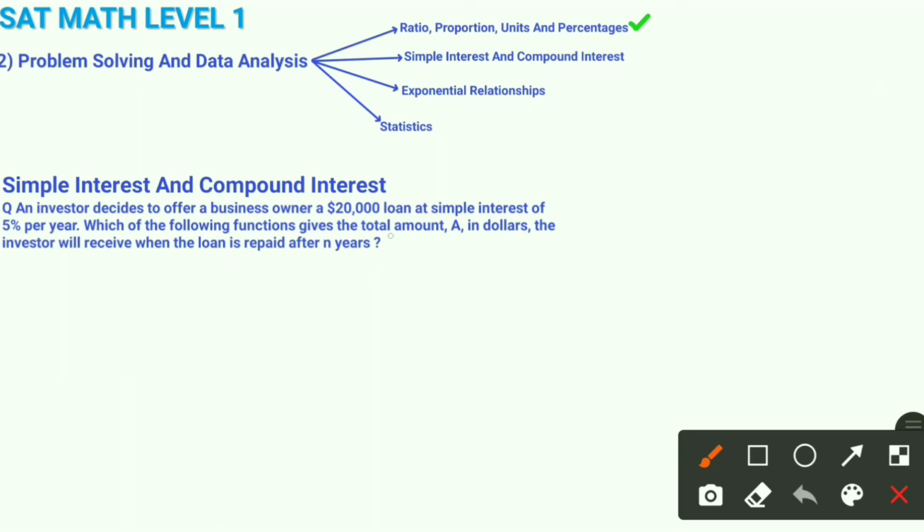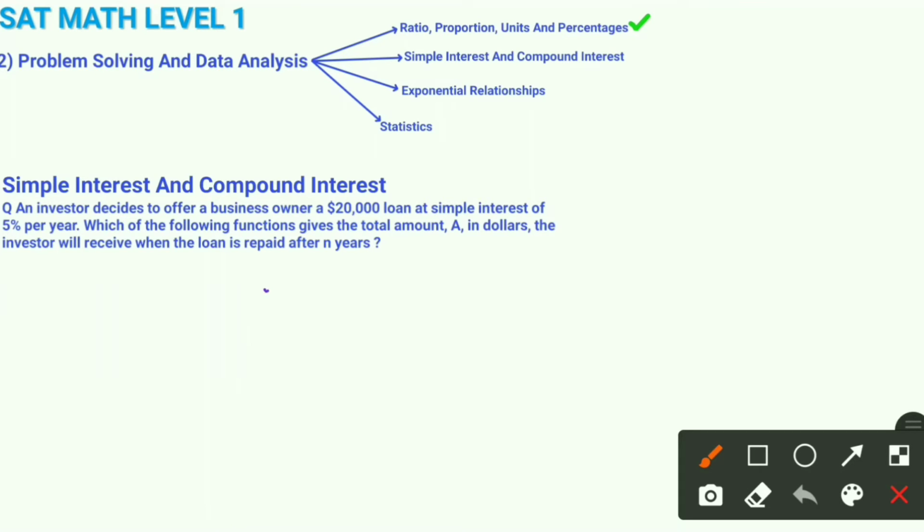Question: an investor decides to offer a business owner a $20,000 loan at simple interest of 5% per year. Which of the following functions gives the total amount in dollars the investor will receive when the loan is repaid after n years? I should write it down. What will be the following function?